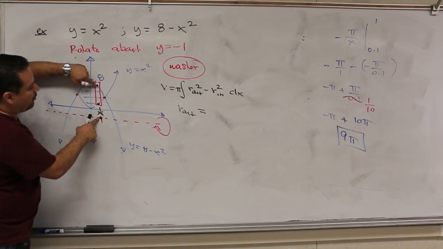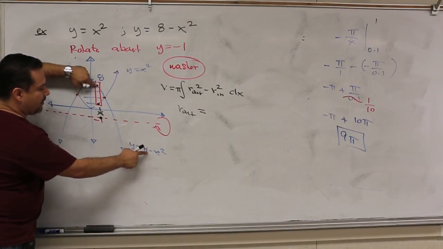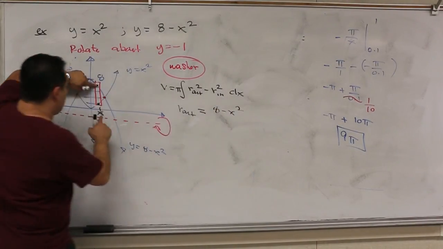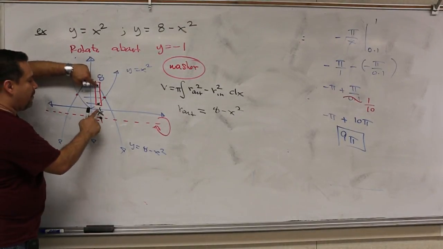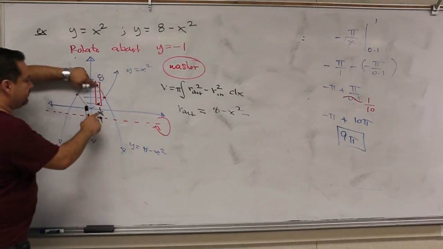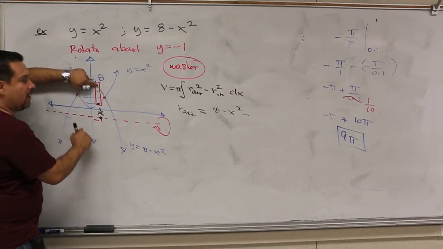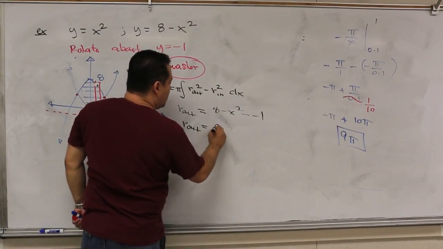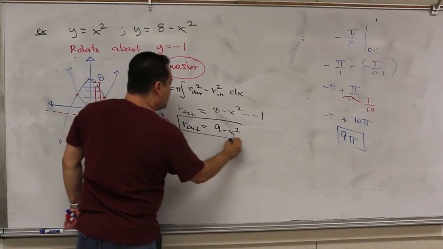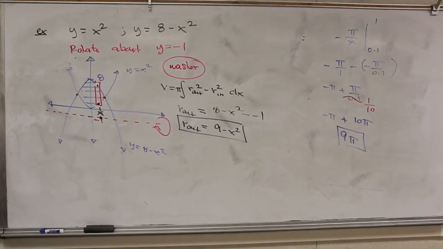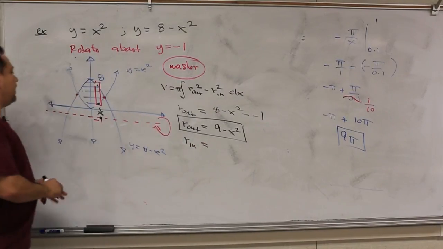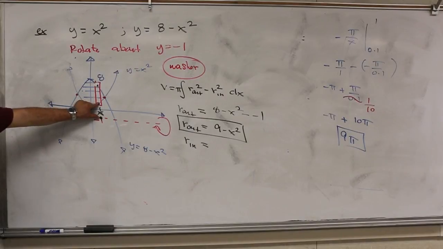Well, what curve is on top? What curve is here? 8 minus x squared. So r out will be 8 minus x squared, this value minus what? This is negative 1, right? Minus negative 1. So my outer radius will be 9 minus x squared. That's what I'm going to plug in. What's the inner radius going to be then? Our inner radius is actually going to be this distance. And you say, well, what is that? Well, that's x squared now.